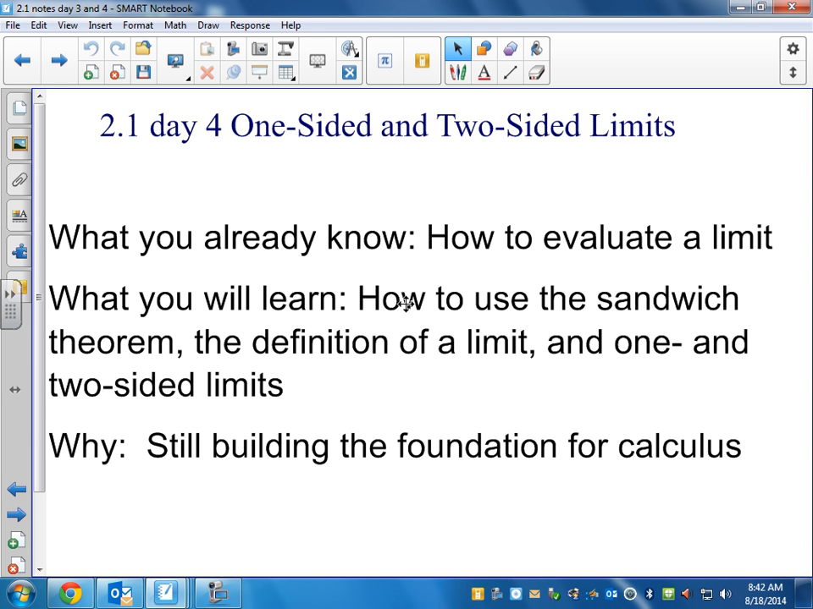Definition of a limit, and one and two-sided limits. And again, this is all still section 2.1, building the foundation for calculus.